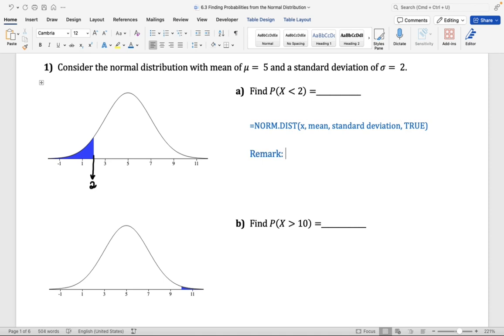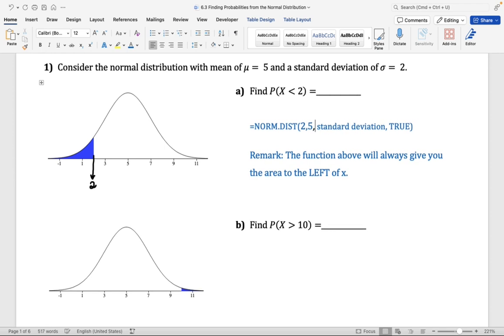Now let me make a remark. The function above is always going to give you the area to the left of x. In this case, we do want the area to the left of x equal to 2. So if we're going to use Google Sheets or Excel, we're going to type in equal norm dot dist, open a parenthesis, and enter the value 2, comma 5, which is the mean, comma the standard deviation, which is 2, comma true.